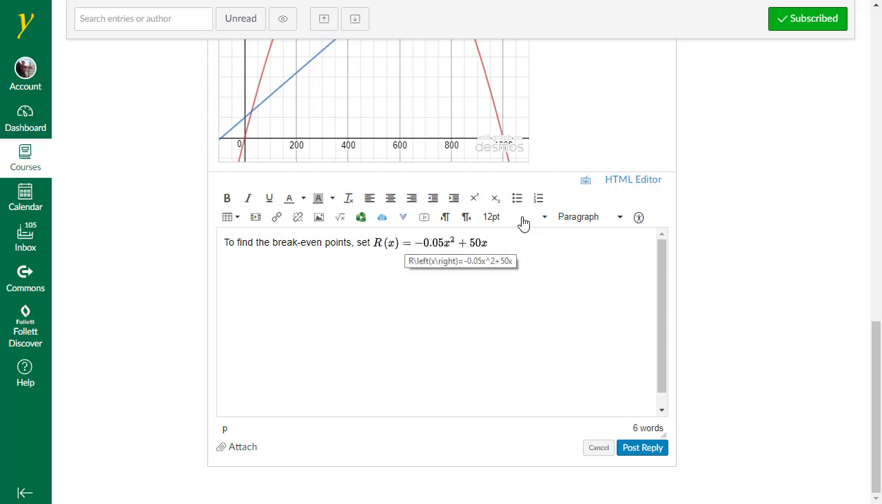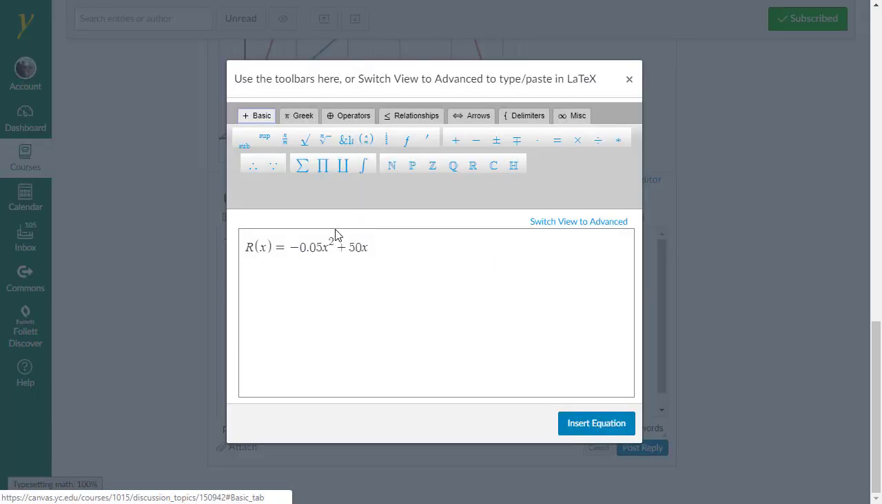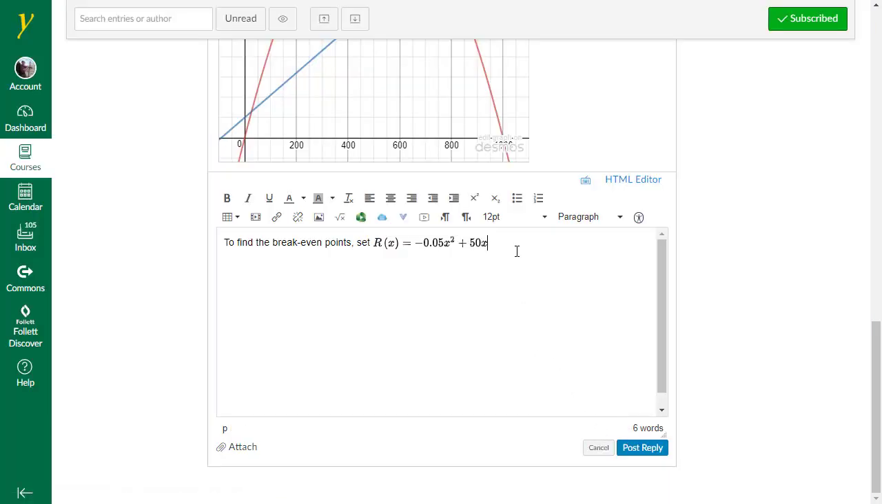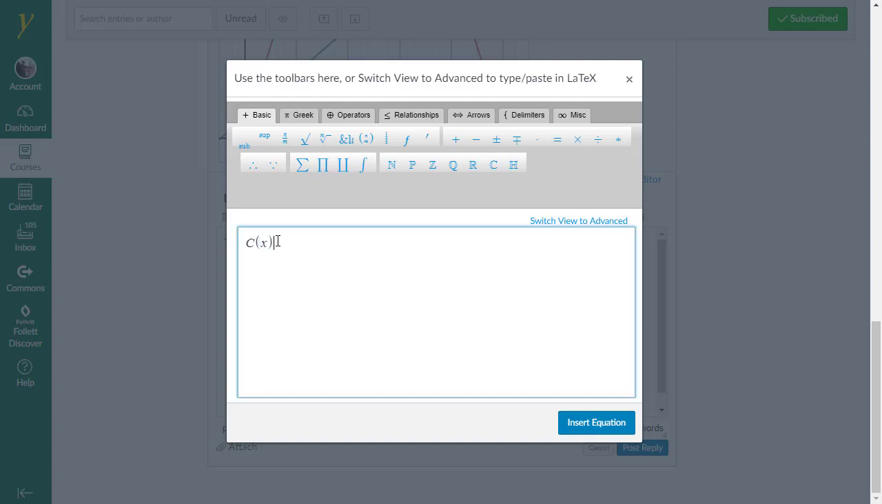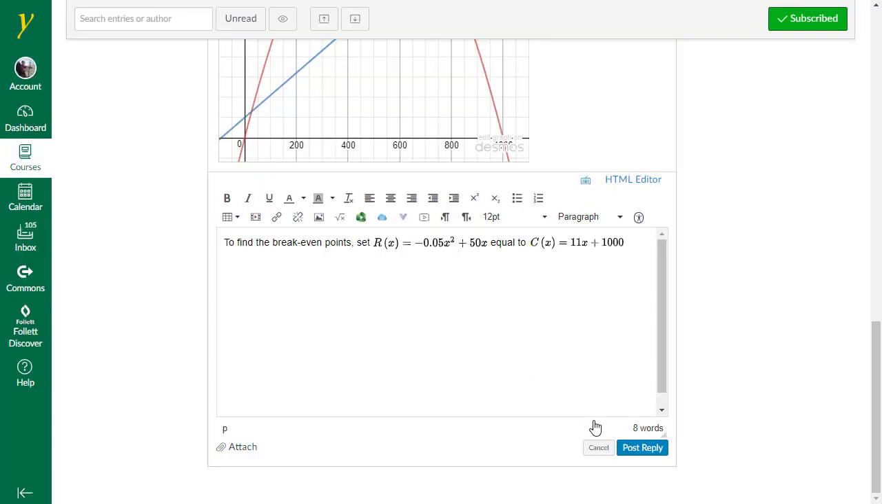Let's look at that carefully. If there's ever a time where you found there's a mistake in that, you could go ahead and click on the equation, click on the button, and it'll allow you to go ahead and edit that. So this looks pretty good, so I'm just going to say insert again, and we're good. So we have to find the break-even points, set that formula equal to, and now let's put in our cost function. So I'll click on the button, C of X equals 11x plus 1,000. So there I have it.